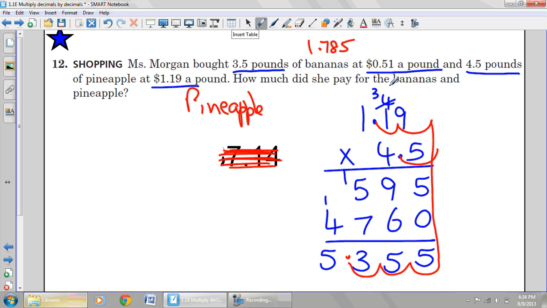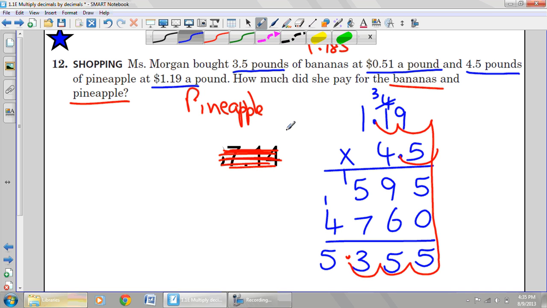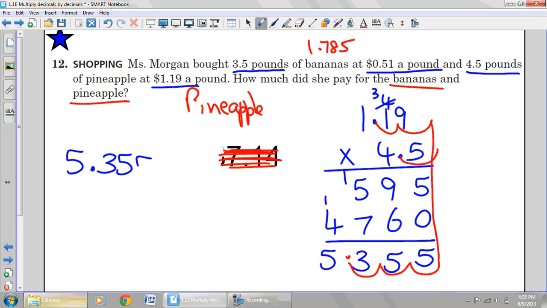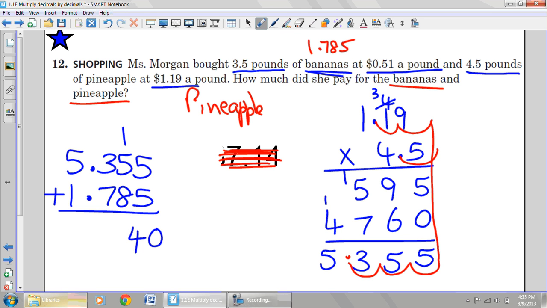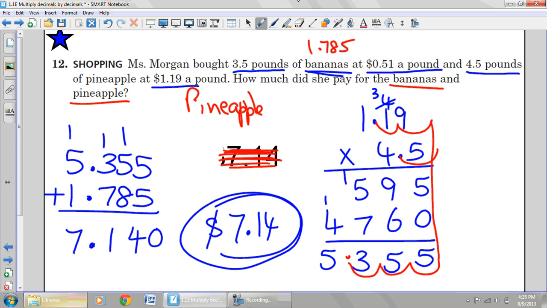Now let's read the question. How much did she pay for the bananas and the pineapple together in total? Okay, let's go back for the pineapple. We just did it, so we know pineapple is going to be 5.355. Let's go back for the bananas. The bananas number was 1.785. Let's put them together. So this is going to be a 0 carryover. 8, 9, 10, 14, 10 plus 1, 5, 6, 7, decimal point. So she paid $7.14 for both the bananas and the pineapple.